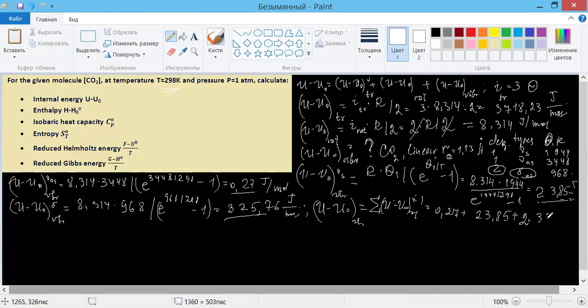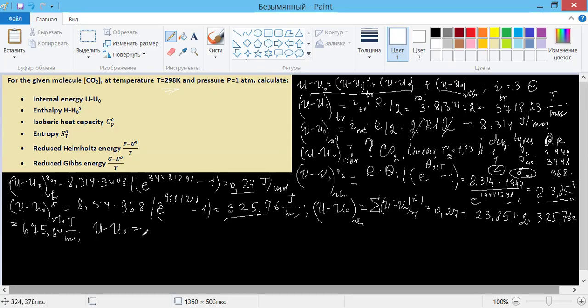It's 325.76. And finally, we've got the following. It's equal to 675.64 joules per mole. Okay. And now, on finishing the calculations related to the vibration input of the internal energy, we can start calculating the internal energy on the whole using this formula. This one.